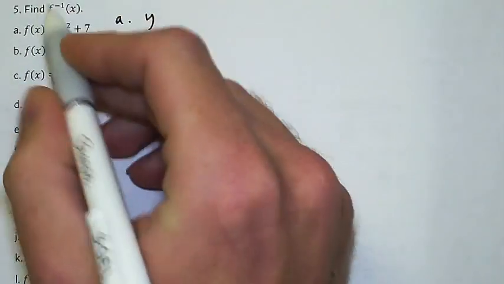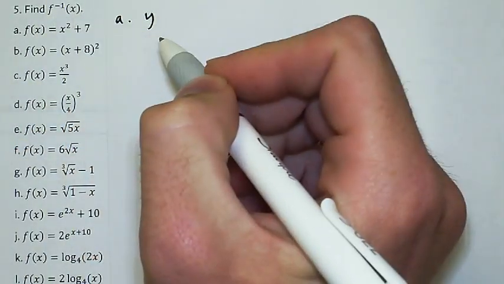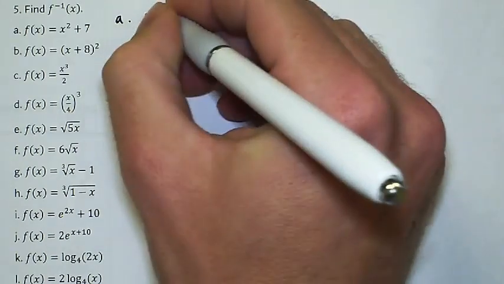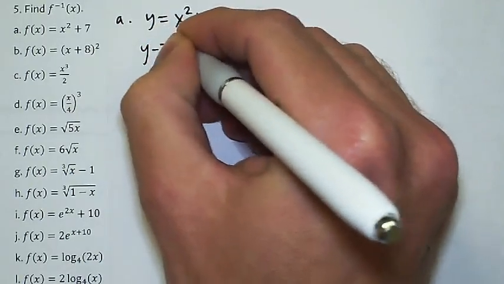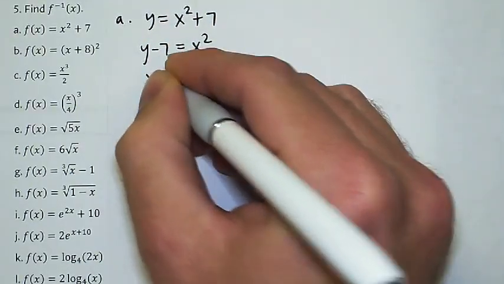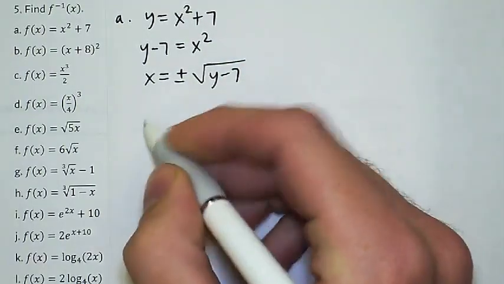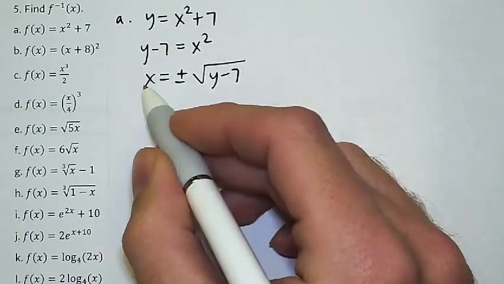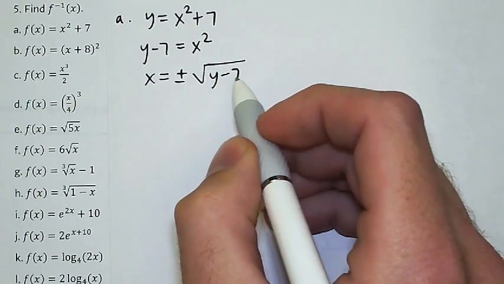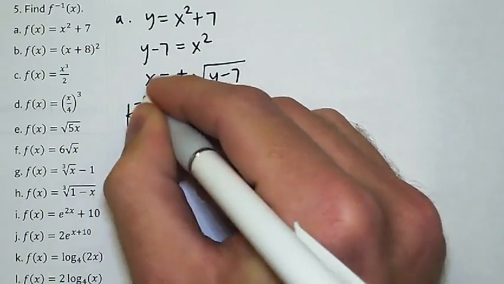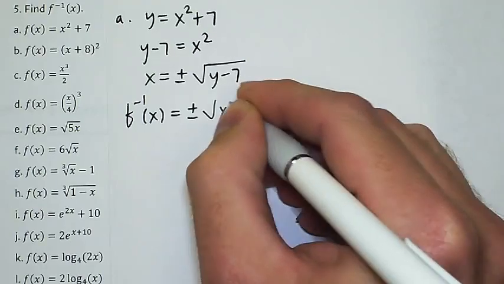All right, so finding f inverse of x. What I'm going to do is solve for x, and then switch x and y, basically. So y equals x squared plus 7, meaning y minus 7 equals x squared. And x is going to be plus or minus the square root of y minus 7. So f inverse of y, that's what I found when I solved for x, is plus or minus the square root of y minus 7. So f inverse of x is going to be plus or minus the square root of x minus 7.